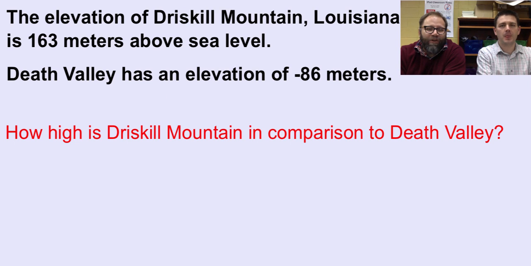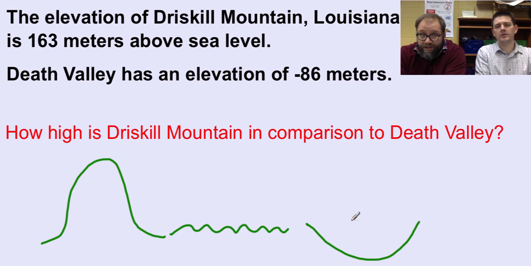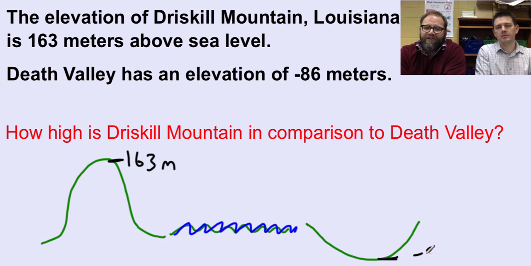Okay. Last one. And now this takes some visualization. So if you're thinking about this, think about how high you are on a mountain and how low you can be in a valley. So let's draw a mountain. Perfect. And here's sea level, even though it's green. And then Death Valley, as we see in the problem, is actually below sea level. So at the top of our mountain, we're 163 meters. That's a positive. And then at the bottom of Death Valley there, we're at negative 86.